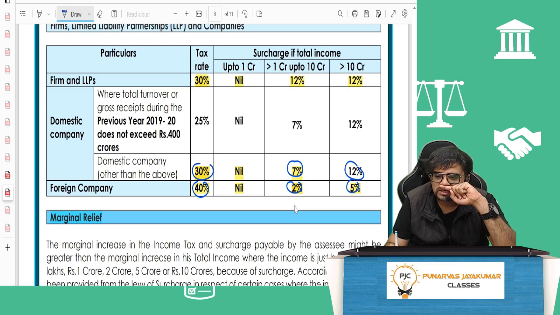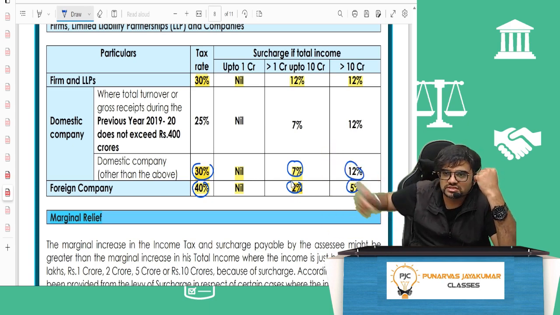Is it better to start a company or better to start as an individual? Company only. See how much benefit. Individual, if you are earning 7 crore, you have to pay 30% anyway, plus 37%. Start a company, no 12% surcharge.